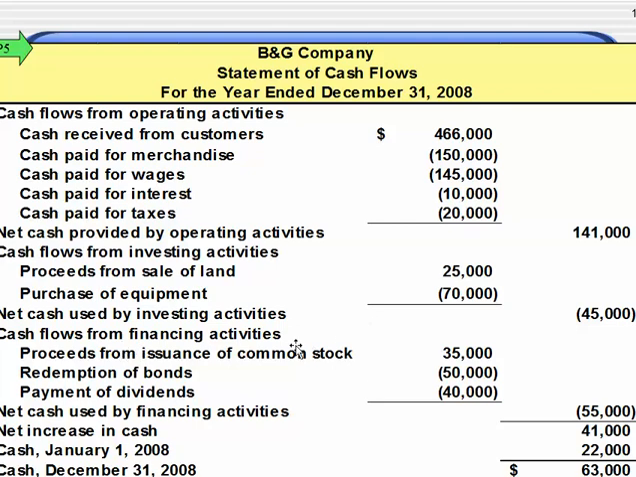And cash flows from financing. We did have proceeds from the issuance of stock of $35,000. And then we redeemed some bonds and paid some dividends, so that resulted in an overall net cash used by financing activities of $155,000. Now add all three of those together, and that gives us a net increase in cash of $41,000. Added to our beginning cash balance, and then our ending cash balance is $63,000 overall.